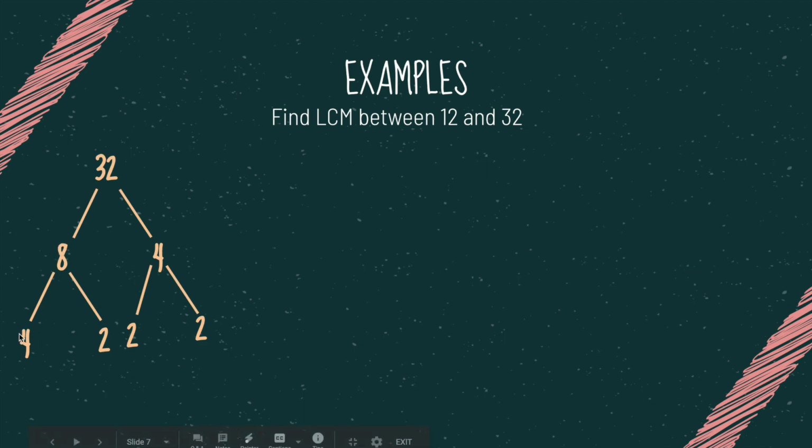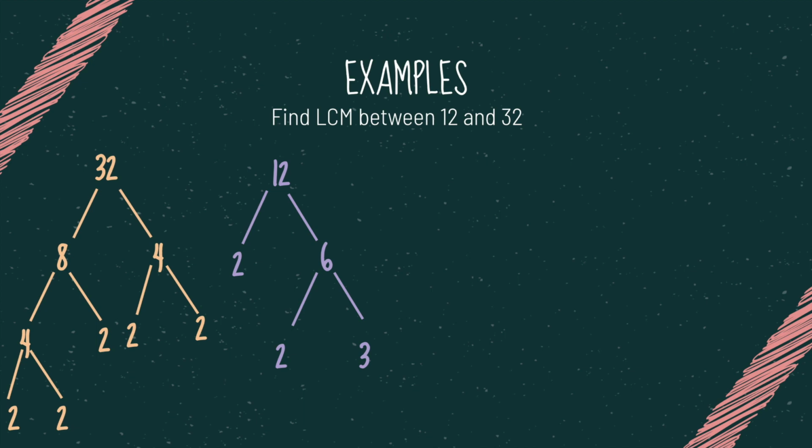Now, the 4 over here can also be broken down further, into 2 and 2. Now that we have broken down all the numbers on the 32 side so that they cannot be broken down anymore, we can move on to 12. 12 can be broken down into 2 and 6, and 6 can be broken down into 2 and 3. You can always use two other numbers for 12, so you could have used 3 and 4 as well. You would still get the same answer, as we'll see when we finish this problem.